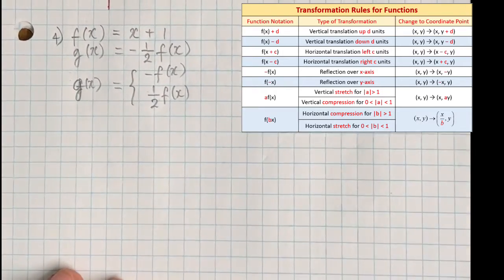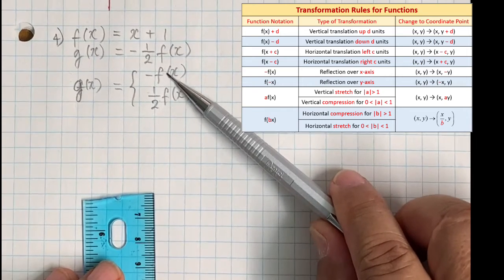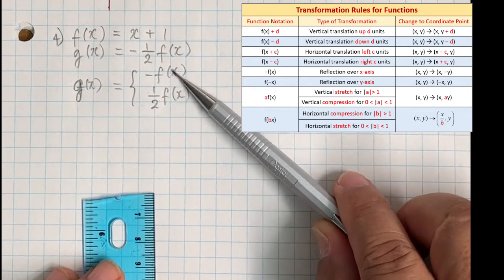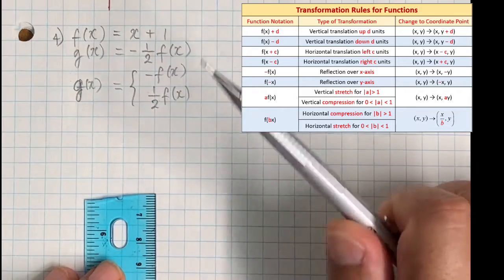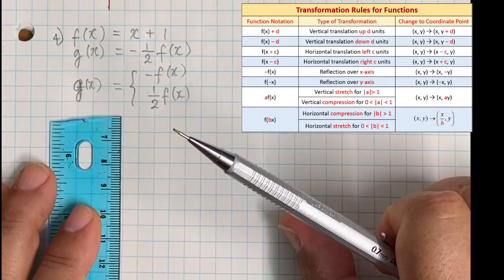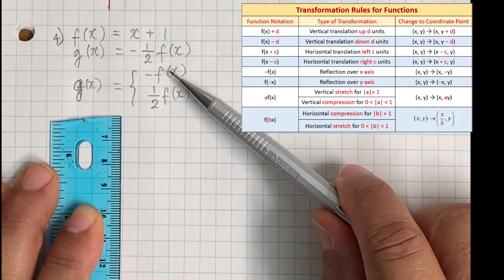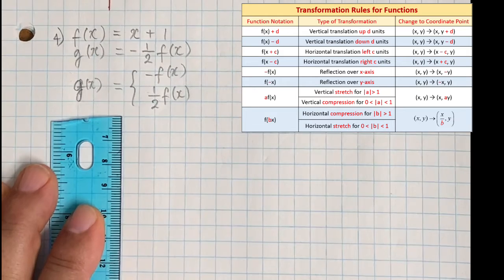All right. You're welcome to do this one first, and then this one next. But I don't have the time, so I am going to do this one first, and then this one. All right.